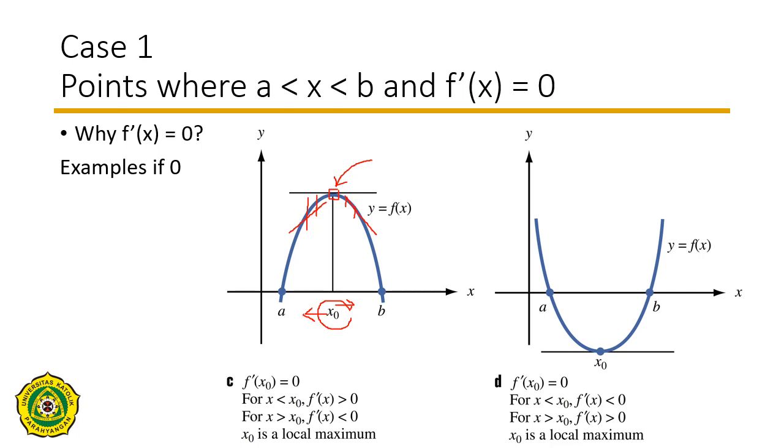In the second example, this is a local minimum, because you can see that the first derivative at x0 is 0. It is a flat slope over there. And you can see before x0, the slope is decreasing, and after x0, the slope is increasing. So decrease, flat, and then increase. We can say that, okay, this must be a local minimum.